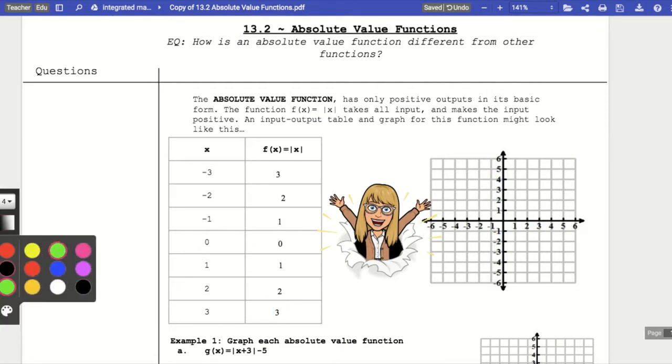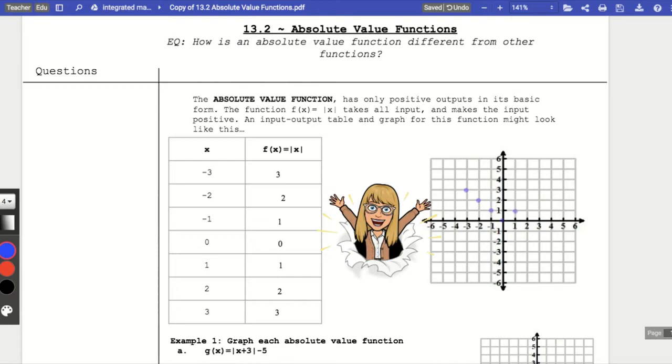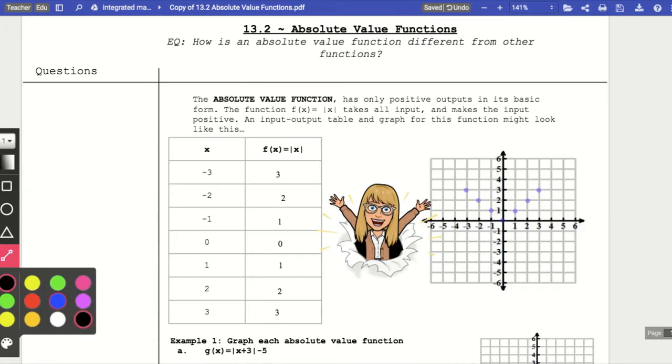So let's go ahead and graph our absolute value function. I'm going to have a point at (-3, 3), (-2, 2), (-1, 1), (0, 0), (1, 1), (2, 2), (3, 3). And then if I draw my lines, I get this really nice V shape.